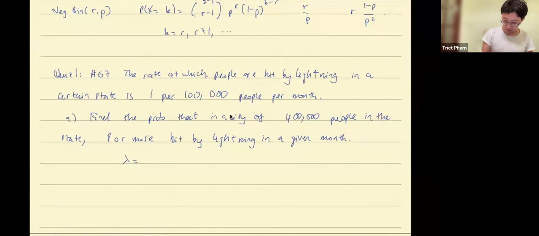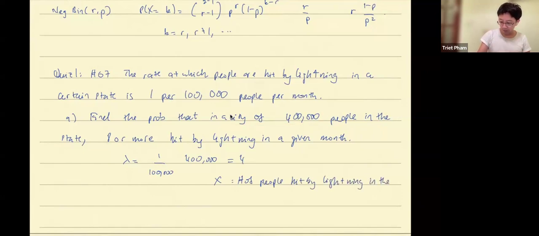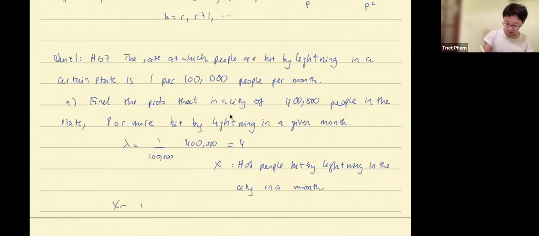1/100,000 times 400,000. So the random variable we're looking at, which is the number of people hit by lightning in that city in a month, if you will, is Poisson lambda, Poisson 4. Okay.